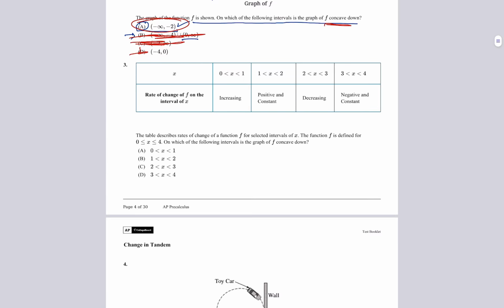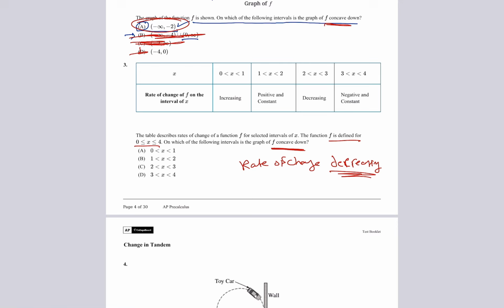Moving on to question number 3, the table describes rates of change of a function f for selected intervals of x. The function f is defined for x greater than or equal to 0 and less than or equal to 4. On which of the following intervals is the graph of f concave down? Now, for a function to be concave down, just remember this: the rate of change is simply decreasing. If rate of change is decreasing, then it's concave down. If rate of change is increasing, it's concave up.